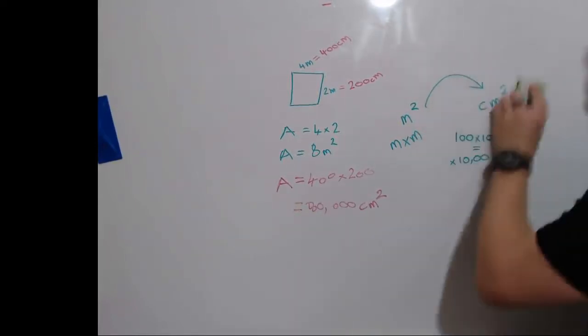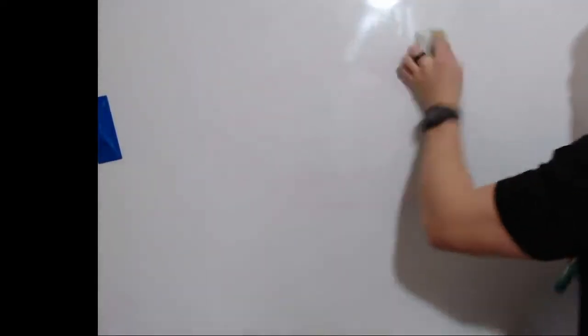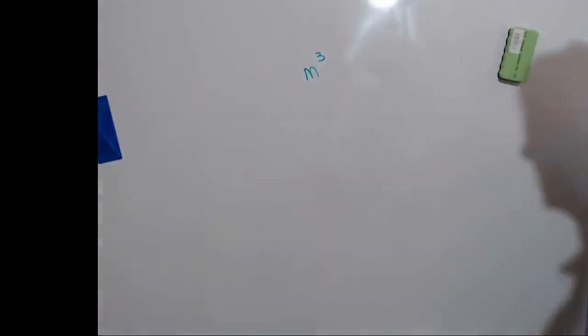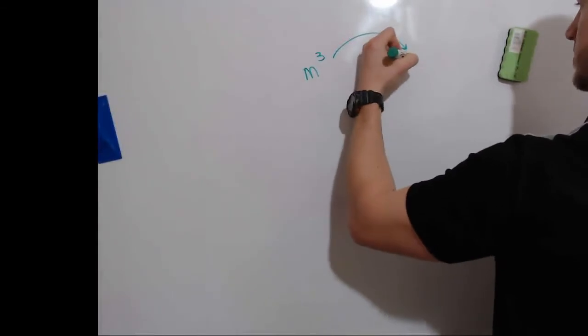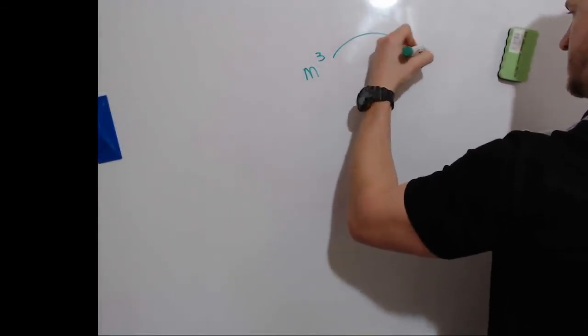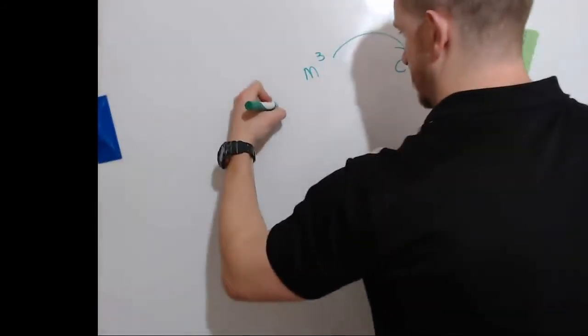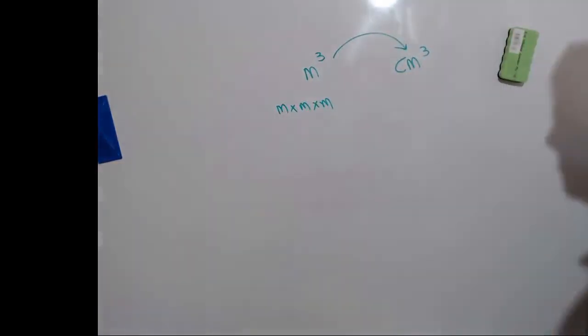What about if volume was the conversion? What about if I had meters cubed? We were talking about an object that was 3 dimensions, and I wanted to go to centimeters cubed. How would I convert it here? Well, meters cubed is meters times meters times meters, right? That's what the cube means. You just times it by itself 3 times.